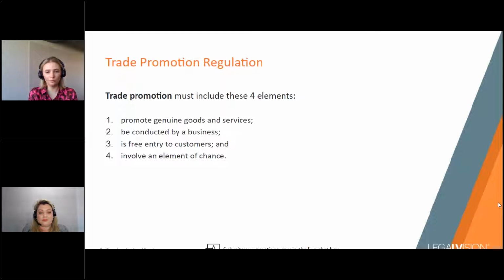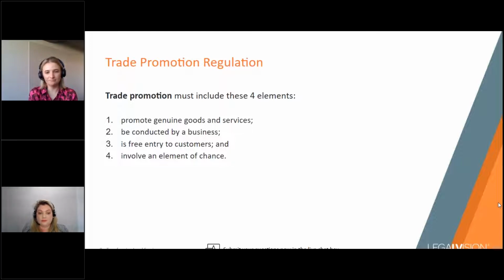So what does genuine promotion of goods and services mean? In our view, the primary purpose of the promotion should be to encourage the consumer to engage with your business or to purchase your goods and services. It should not be a trade promotion for charitable or gambling purposes. The promotion will need to be conducted by a business, and this flows on from that first point, that the main purpose for the promotion is to promote your goods and services or your business. So typically, trade promotions will be run by a business as opposed to a charity or an NFP.